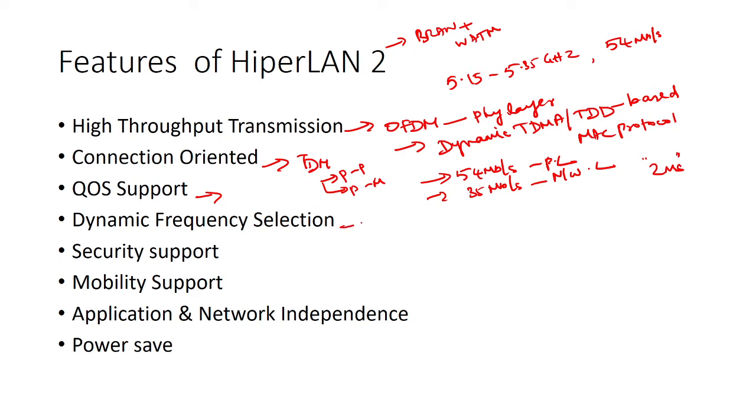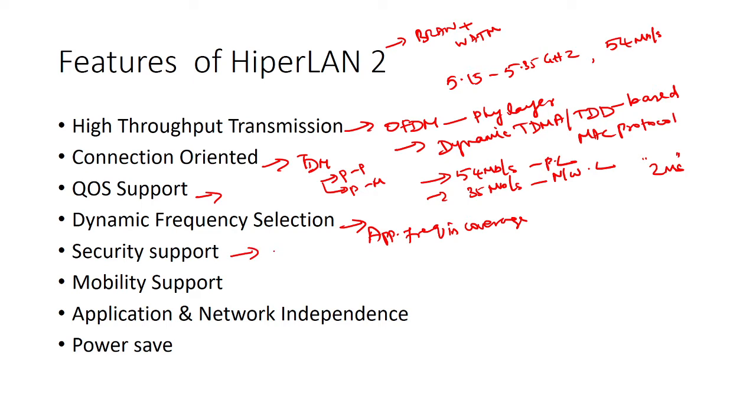So next is dynamic frequency selection. Dynamic frequency selection means it has built-in support which selects the appropriate frequency in the coverage area. Whatever appropriate frequency is available in the coverage area will be taken, and the frequency is chosen dynamically. For example, we can have the current interference level with the usage of radio channels. That is the example of dynamic frequency selection.